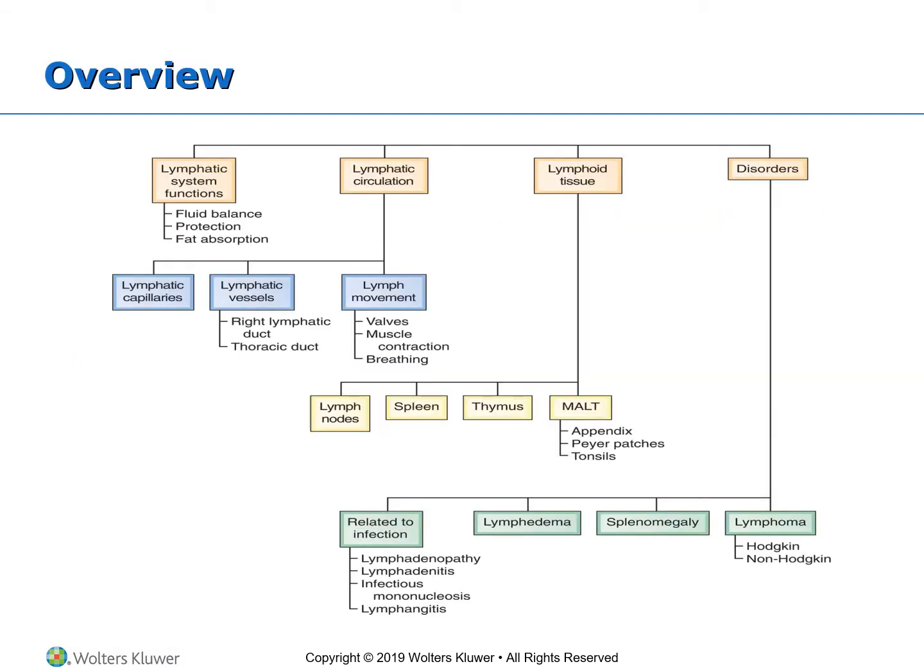The overview of this lecture will cover the lymphatic system functions, the lymphatic circulation, describing the lymphatic capillaries, lymphatic vessels, and lymph movement. The lymphoid tissue, including lymph nodes, spleen, thymus, and the structure that is called MALT, and also the disorders of the lymphatic system.